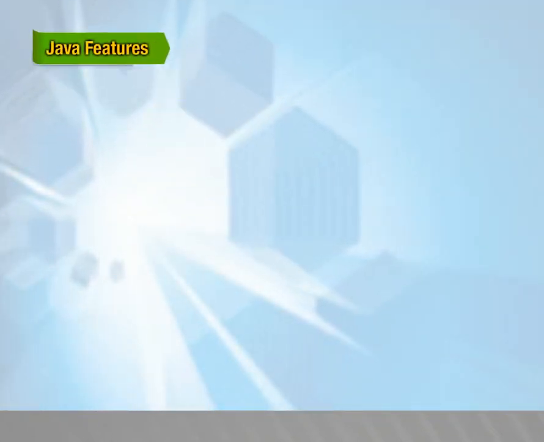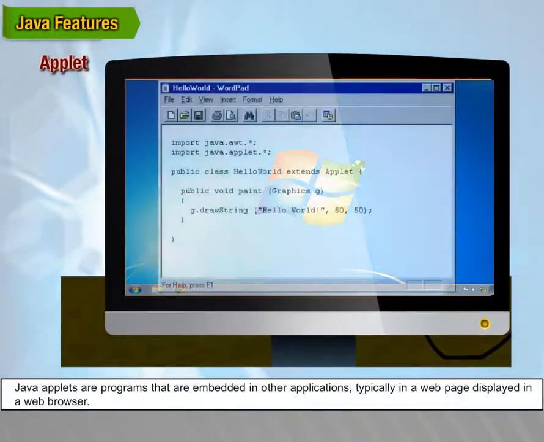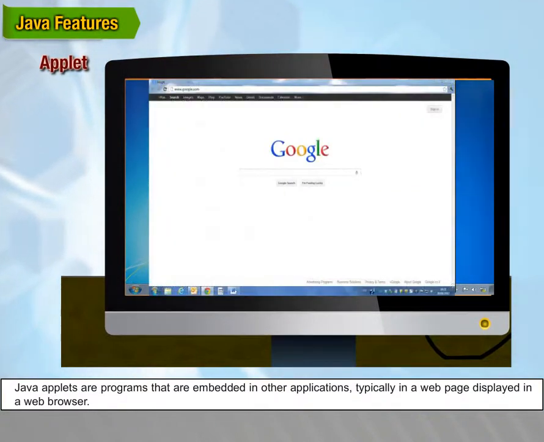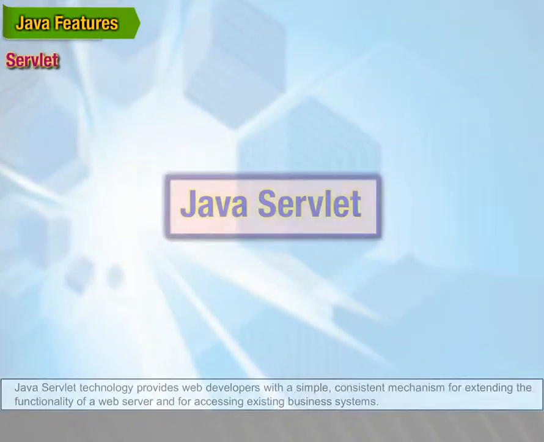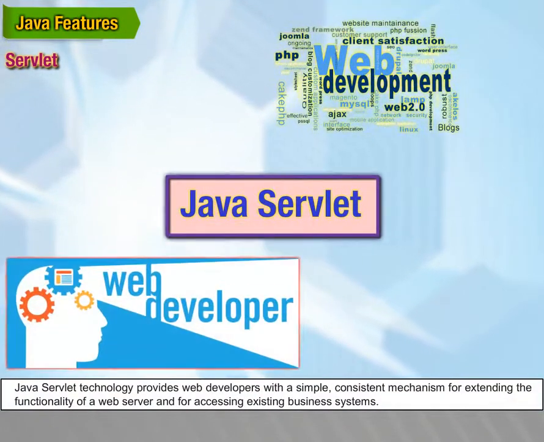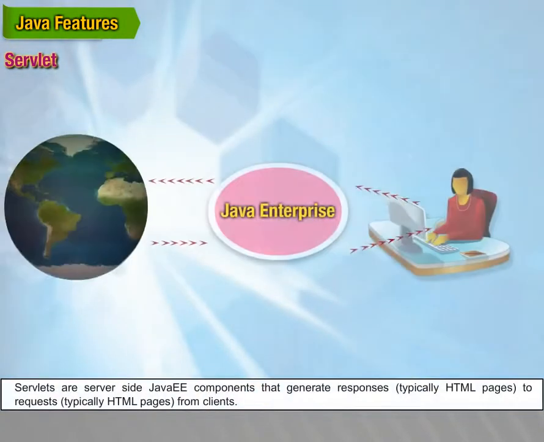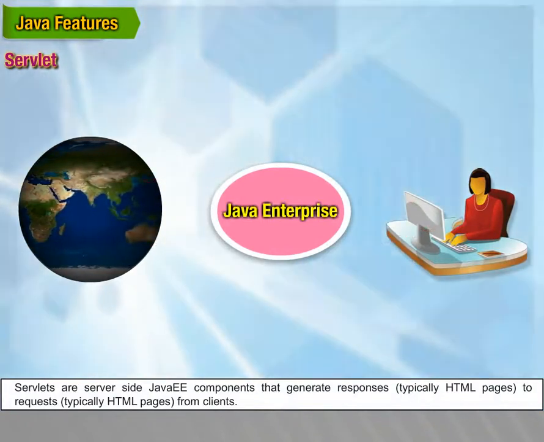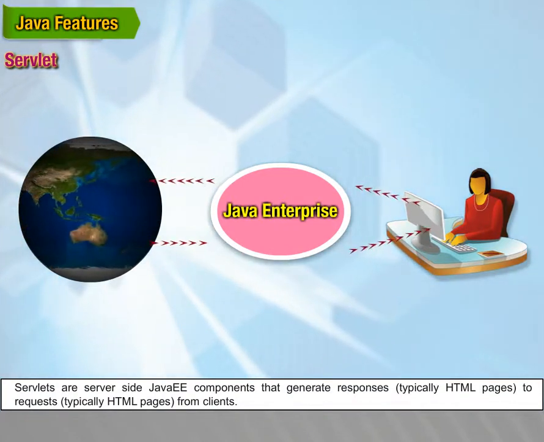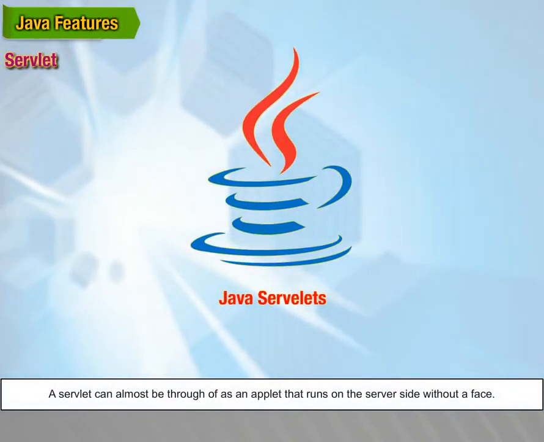Java features. Applet. Java applets are programs that are embedded in other applications, typically in a web page displayed in a web browser. Servlet. Java Servlet technology provides web developers with a simple, consistent mechanism for extending the functionality of a web server and for accessing existing business systems. Servlets are server-side Java EE components that generate responses, typically HTML pages, to requests, typically HTTP requests, from clients. A servlet can almost be thought of as an applet that runs on the server side without a face.